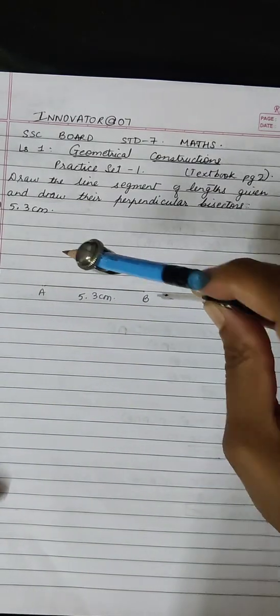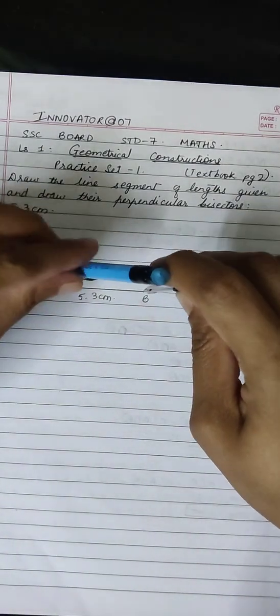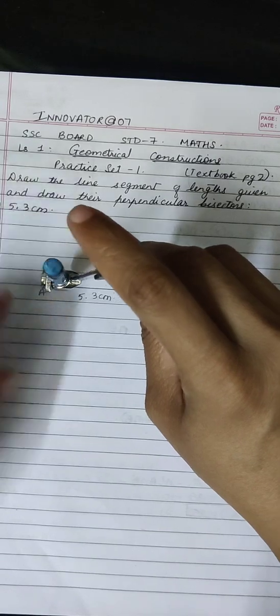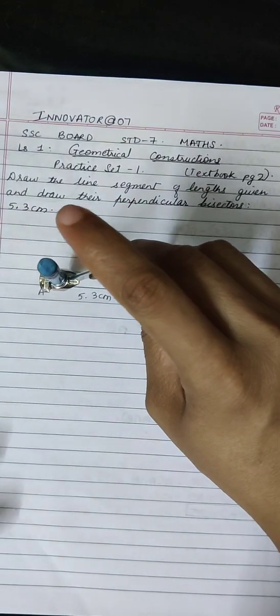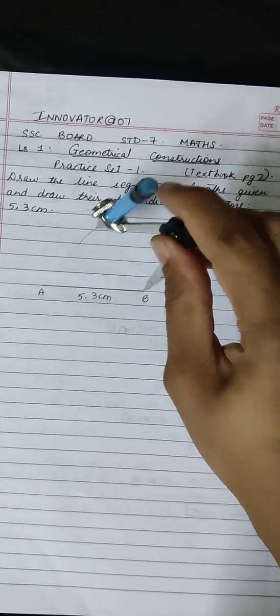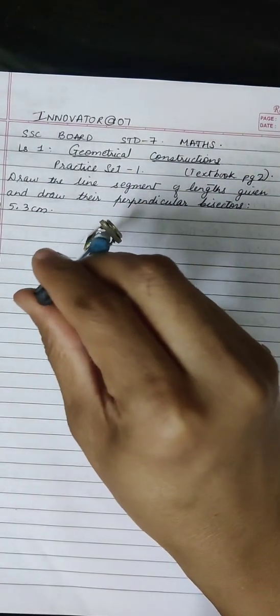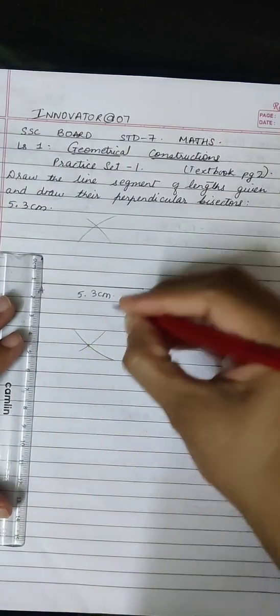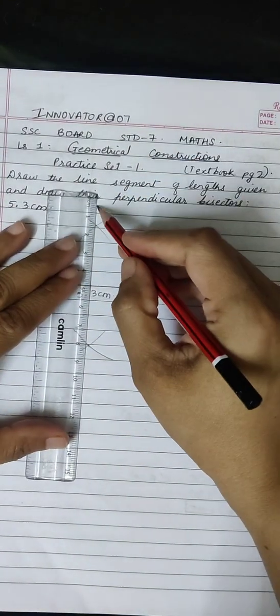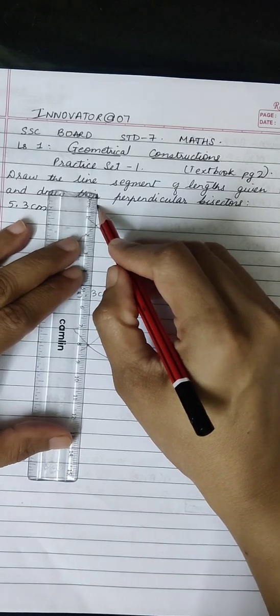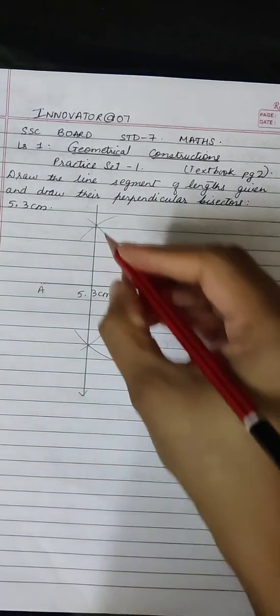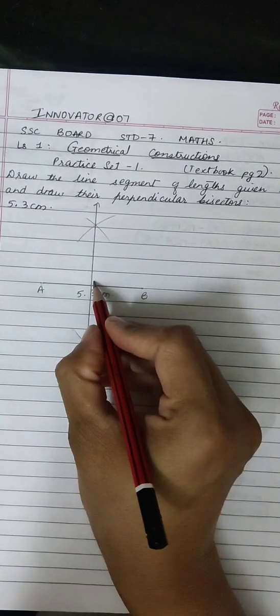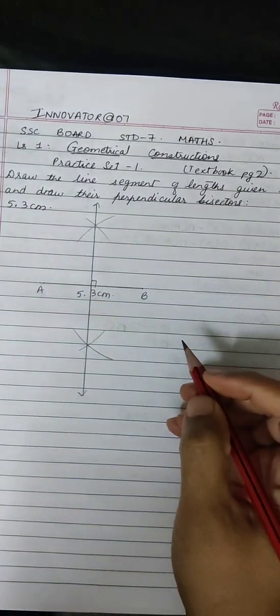a rounder or a compass, and more than half of the segment's length, one cut up and one cut below. Keep it on the next point, one cut up and one cut below. So where these 2 points are, we have to draw a line. So the line which is cutting here, this is the perpendicular bisector.